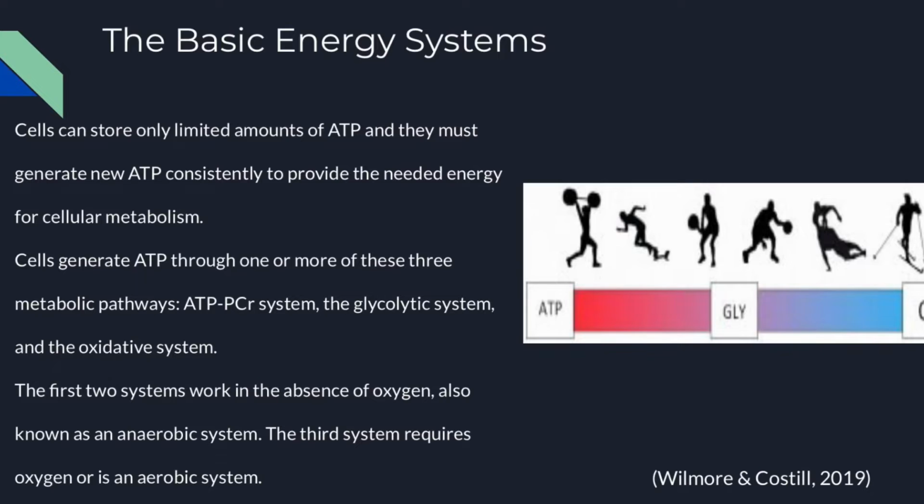As you can see, ATP-PCr leans more toward lifting a weight, running, basketball. Later on it goes more into the glycolytic system. And then, as you can see, skiing or something that's more for endurance activity leans more towards the oxidative or aerobic system.